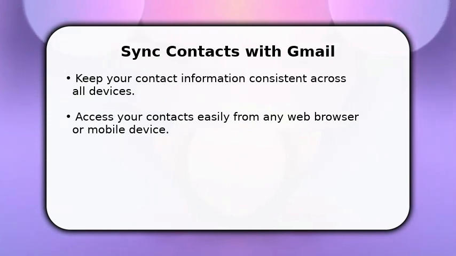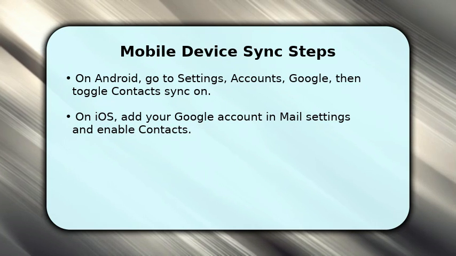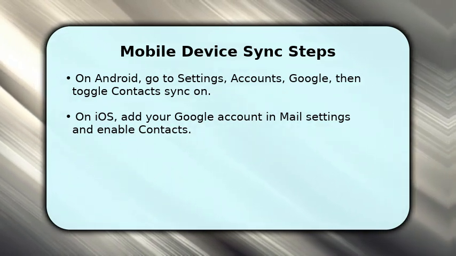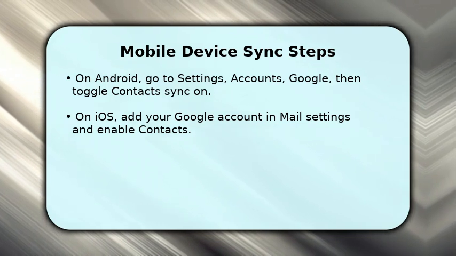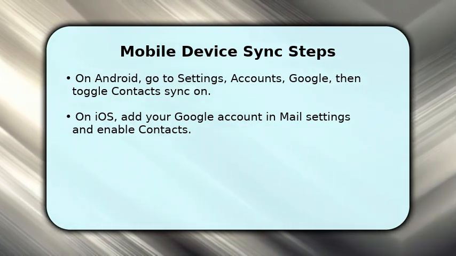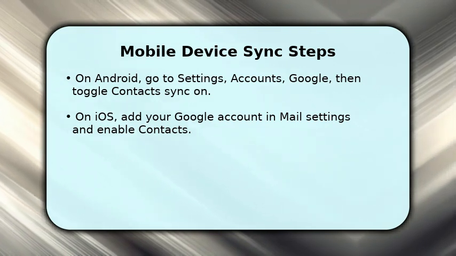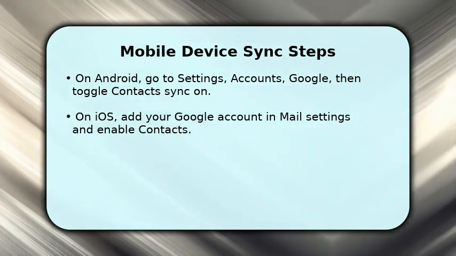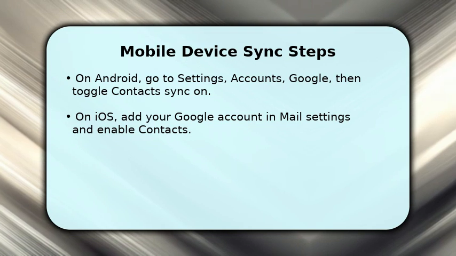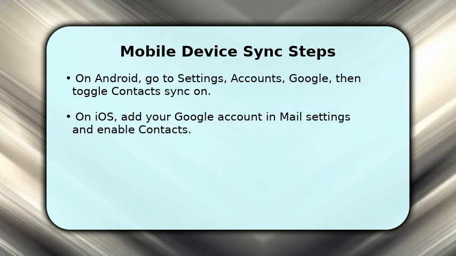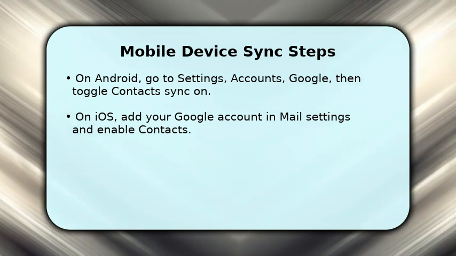your platforms. For Android users, open your phone settings, tap on Accounts, then select your Google account. Make sure the Contacts Sync option is toggled on. For iPhone users, go to Settings, then Mail, Accounts, and Add Account. Choose Google, sign in, and ensure the Contacts option is enabled. This simple setup keeps your address book updated automatically.